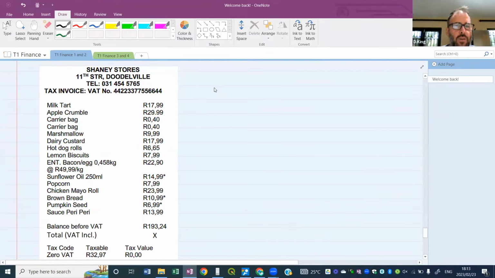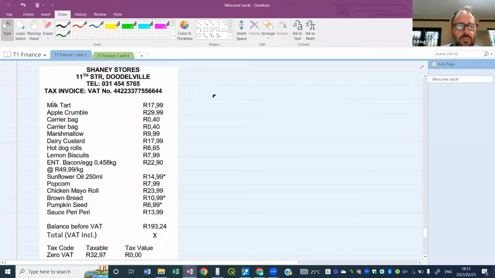All right, we've got all the items under the description, and then we have the rand value of these items over here as well. So we can see here that this shop is registered for VAT because they've got a VAT number there at the top, 44223377556644. Right, it's all made up. And this shop has to charge VAT on their products like most shops do.